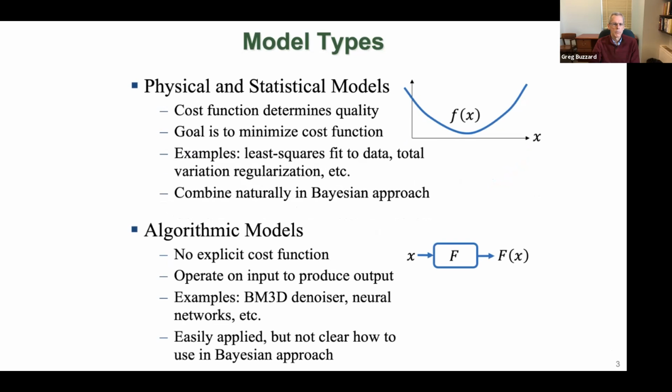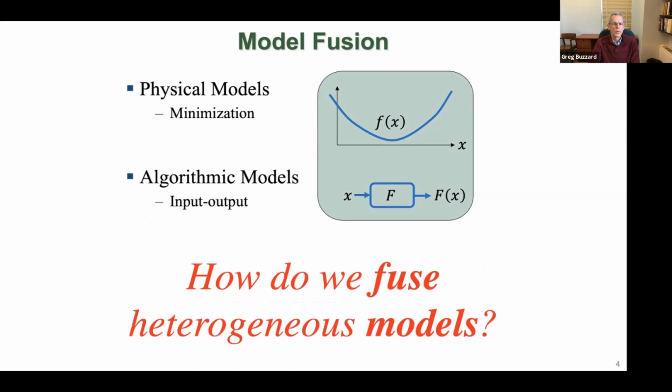We have some kind of input, we get some kind of output, which is better, but in general, there's no cost function formulation. And in some cases, you can show that the operation of this black box is not consistent with minimization of some kind of cost function. So the question is how we can apply these kinds of models in a Bayesian approach. So how do we fuse these different kinds of heterogeneous models, the minimization kind of model and the input-output kind of model?